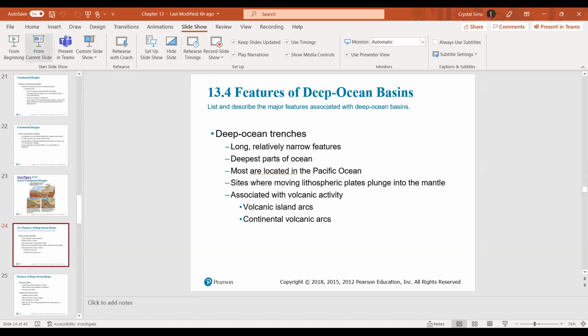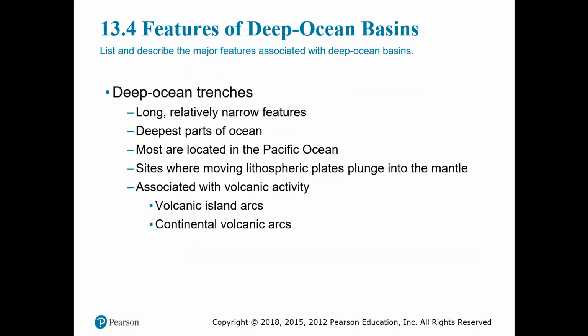So we took a look at our continental margin. So the second thing we're going to look at now are deep ocean basins. This is between the continental margin and those mid-oceanic ridges. These deep ocean basins make up about 30% of Earth's surface. They're very long, relatively narrow. They encompass the deepest parts of the ocean. Most of them are in the Pacific Ocean, but we do have some in some of the other oceans.